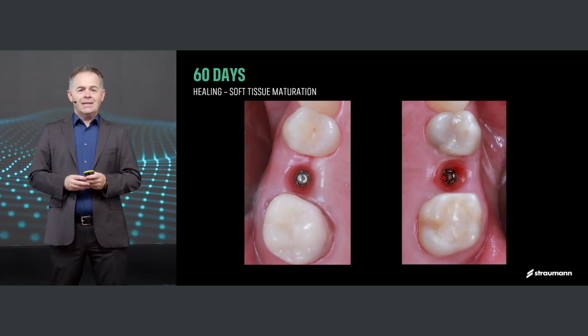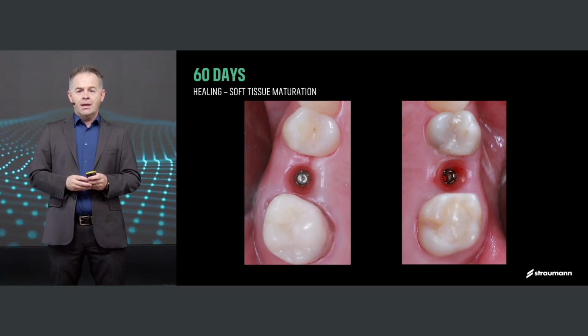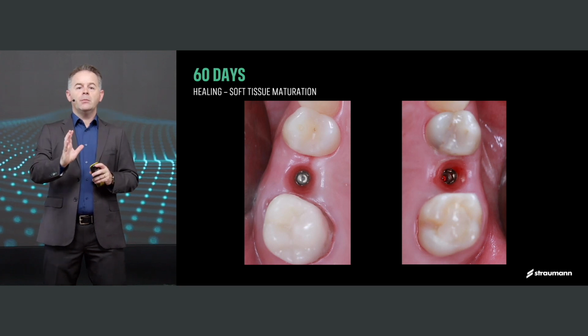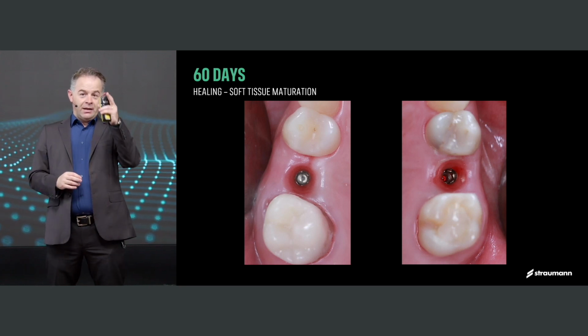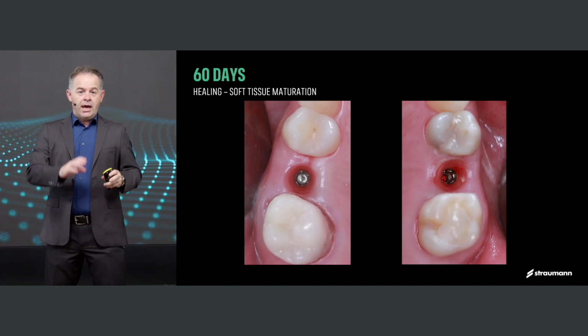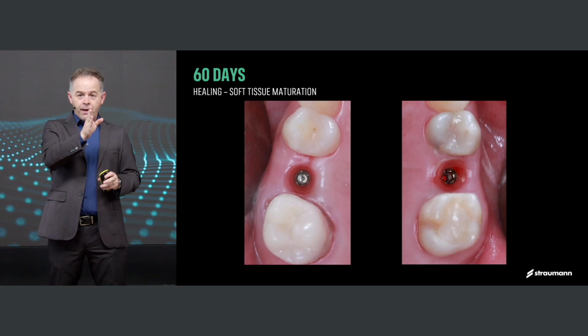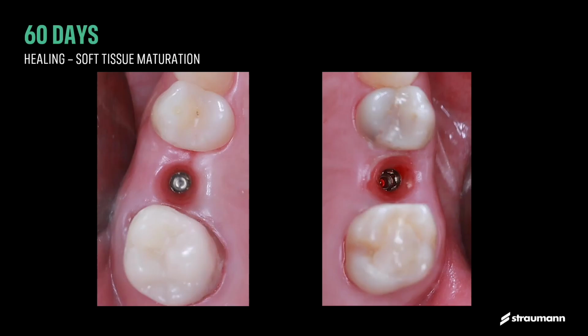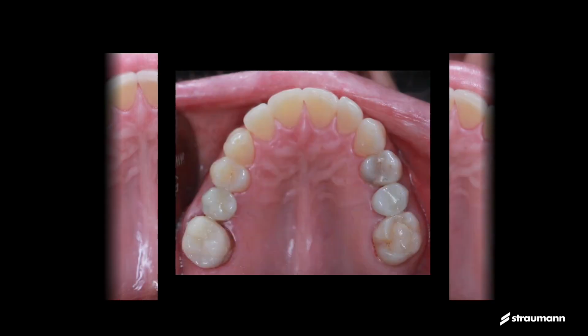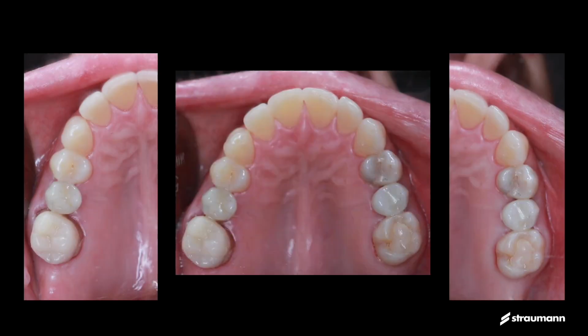So if we go 60 days healing, 8 weeks, this is the condition we see. We see tooth number 15. Remember, we made an incision and you still see the incision line there. But nevertheless, the emergence profile that was granted with the anatomic healing abutment, look how beautifully it already shapes, giving space for the final crowns to be seated.